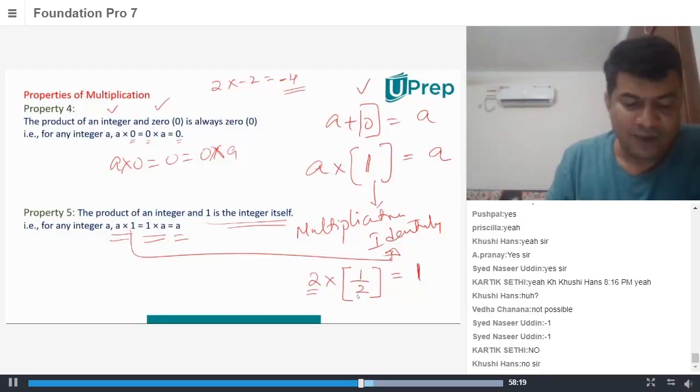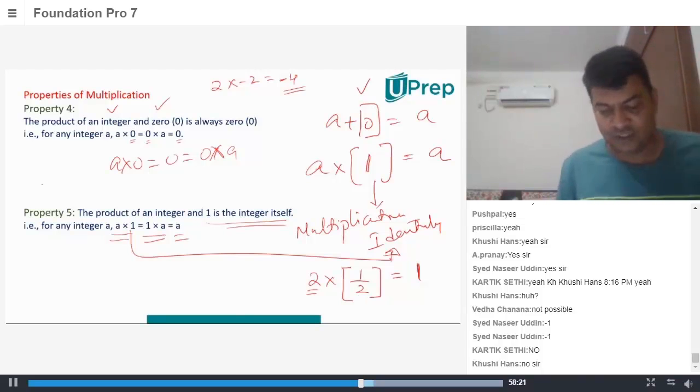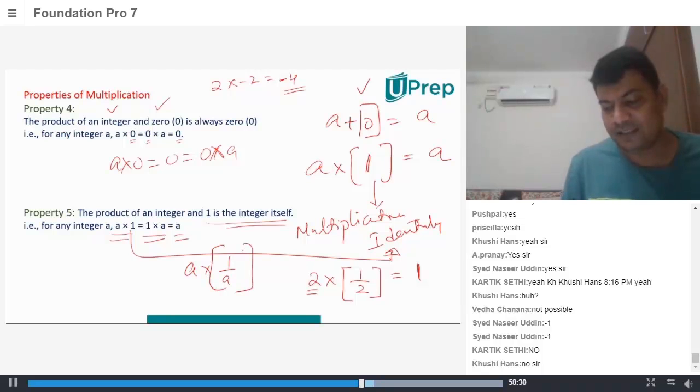So the multiplicative inverse of any number A is always 1 by A. So 1 by A is known as the multiplicative inverse. We will learn this later. For now, people who want to learn, just write it.